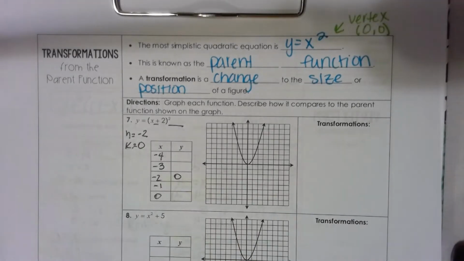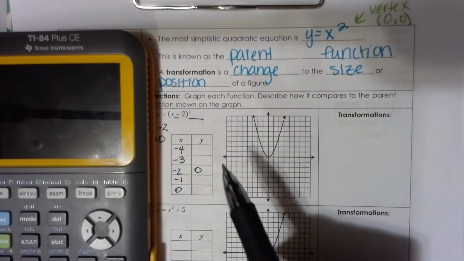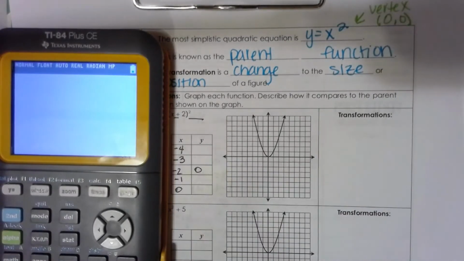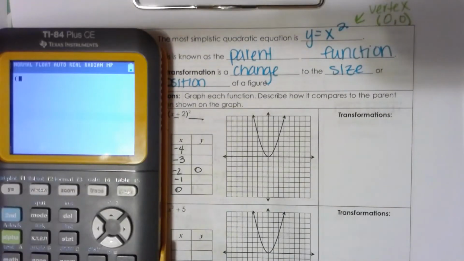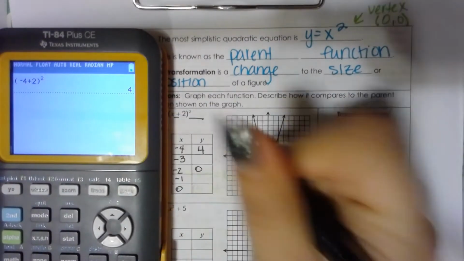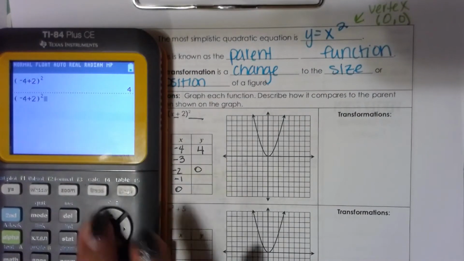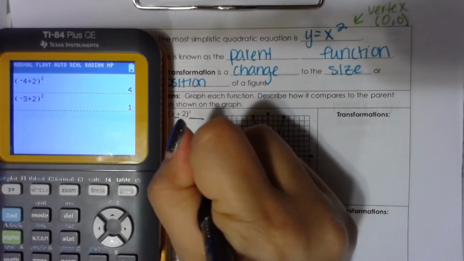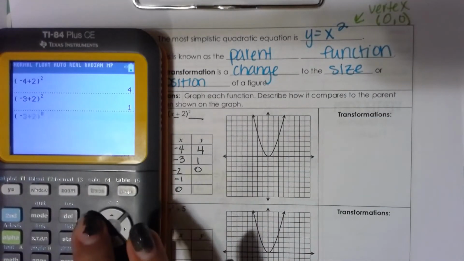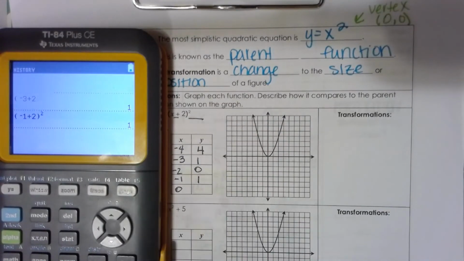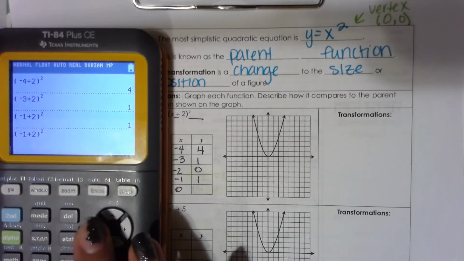Now then, to find all of these y values, we are going to be putting each of these values in for x. So we have open parentheses negative 4 plus 2 close parentheses squared, which gives you back 4. Okay, now I'm going to replace that negative 4 with negative 3. It's going to give you back 1. Then I'm going to replace that negative 3 with negative 1, which gives you back 1. And then I'm going to replace that negative 1 with 0, which should give you back 4.